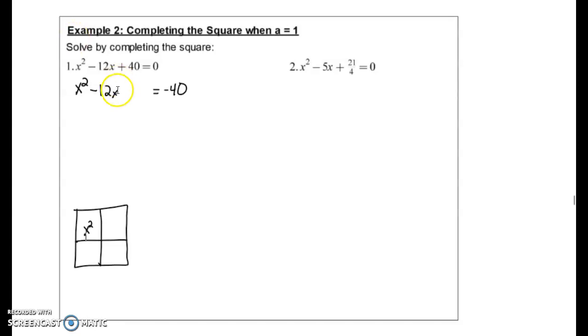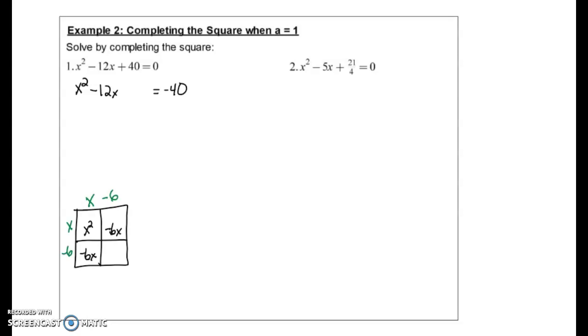Now, this minus 12x, the b value, I split up evenly into 2. So I put minus 6x and minus 6x. That still makes negative 12x. And the reason I do this is because when I factor, I'll get x minus 6 and x minus 6. I need those to be the same so it is a perfect square.